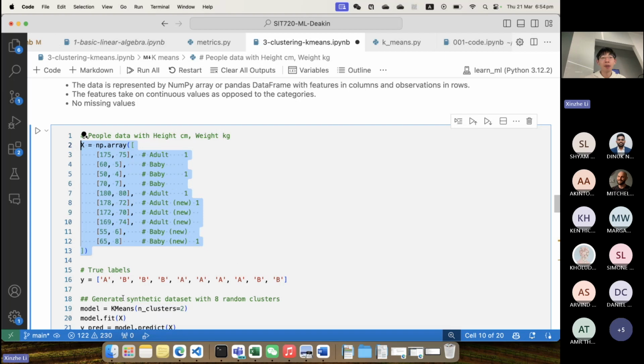But for your assignment, you can use the sklearn API. Here is one example. The example is about the height and weight of persons.